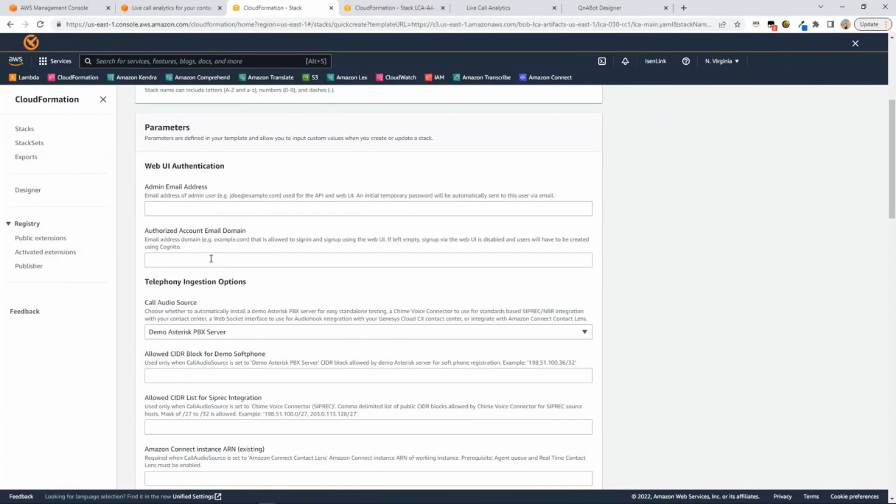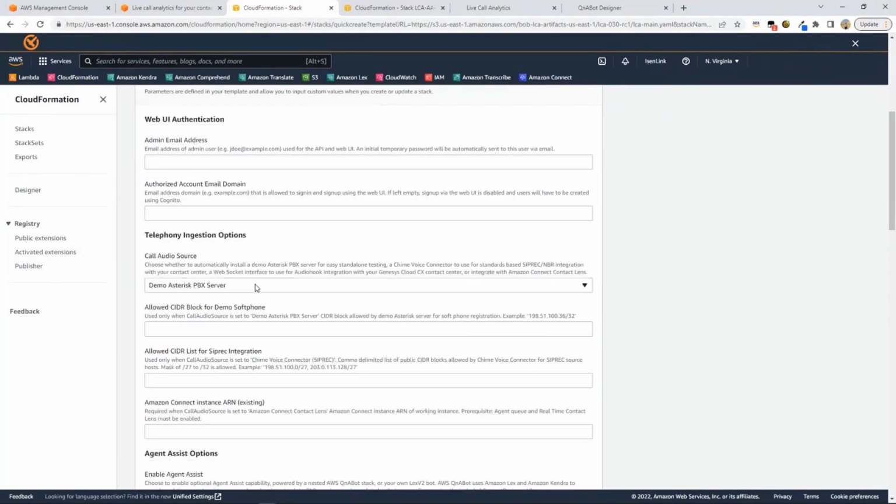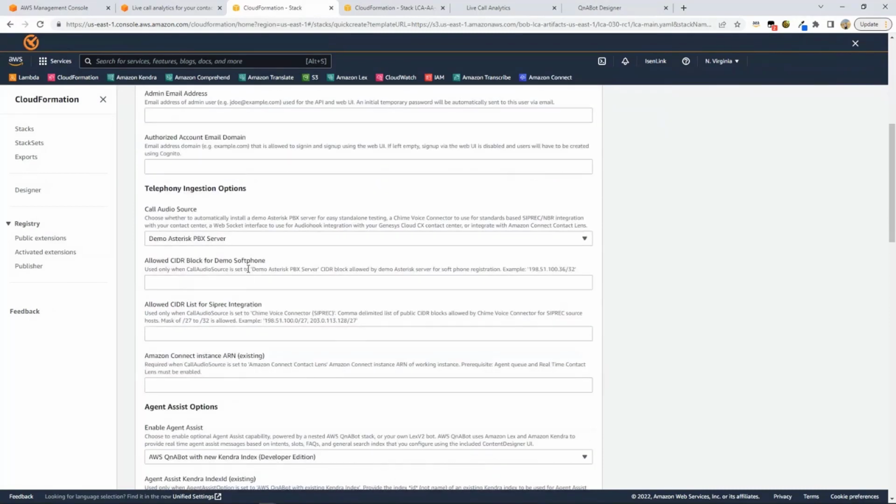Optionally, you can also give it an authorized email domain if you want other people to be able to create accounts on there as well. So, for example, Babu and I both work for Amazon.com. If I was to put Amazon.com here, then any of my colleagues who also have an Amazon.com email address could create their own accounts using the user interface later on. You can leave it blank if you don't want anybody in your company to be able to create an account. Otherwise, put in the company domain name there, and others can create their own account.